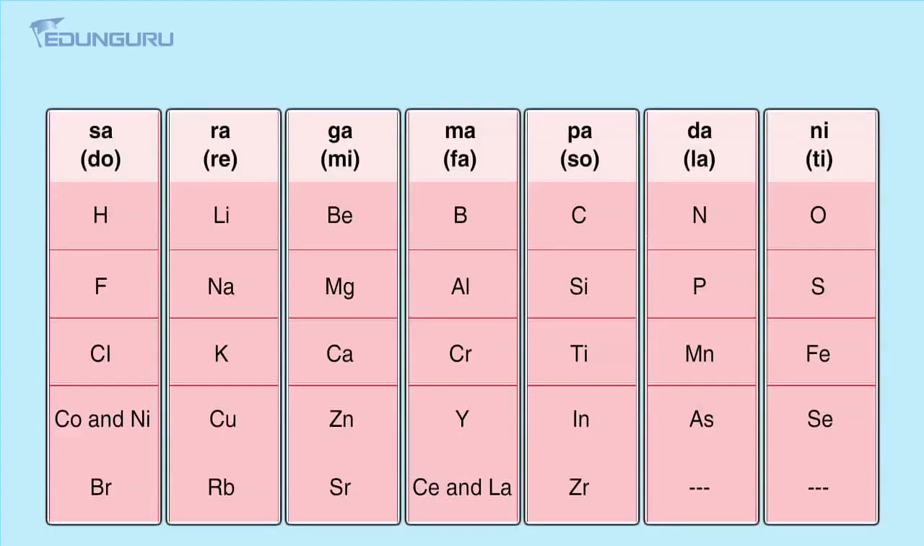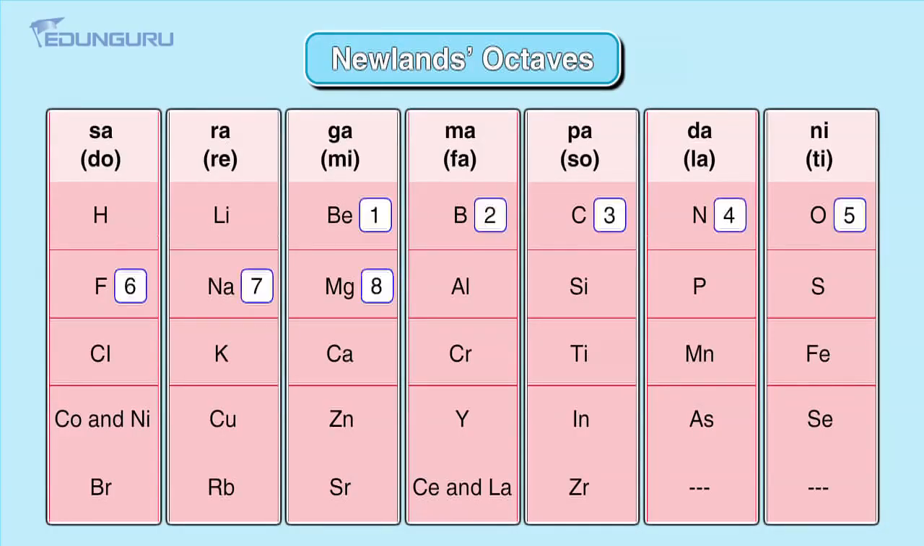Let us take another example with beryllium as the first element. Then the 8th element will become magnesium.